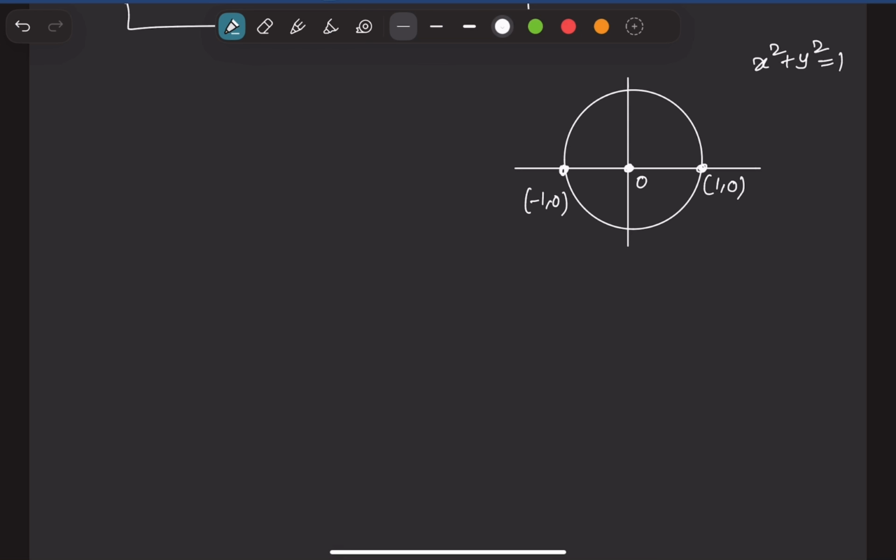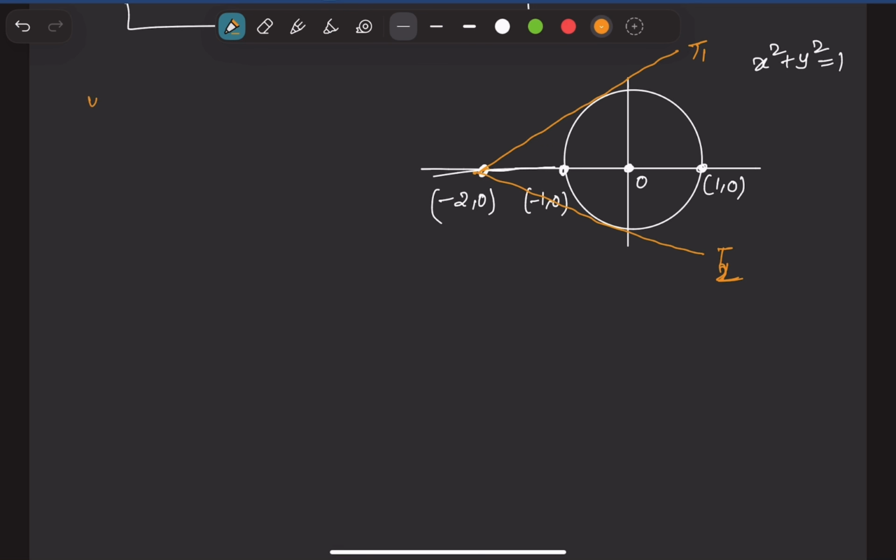So let us say you have a circle x square plus y square equals 1. The center is origin and radius is 1. So this point will be 1 comma 0 and this is minus 1 comma 0. Now I am asking you to find out the equations of tangents drawn to the circle from the point minus 2 comma 0. So you will get two tangents something like this. So this is T1, this is T2.